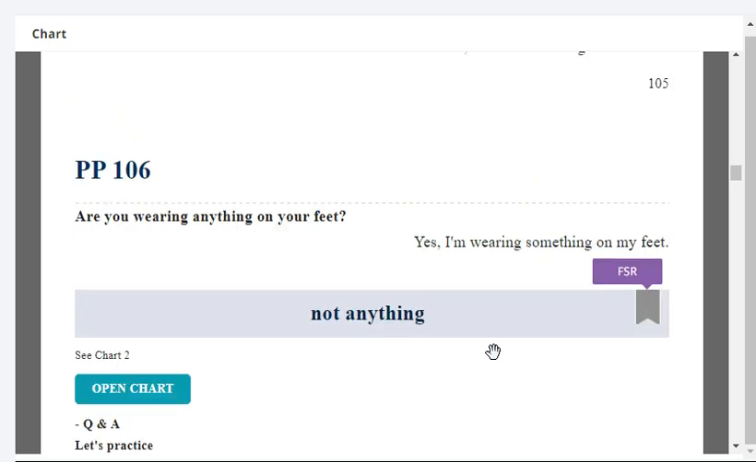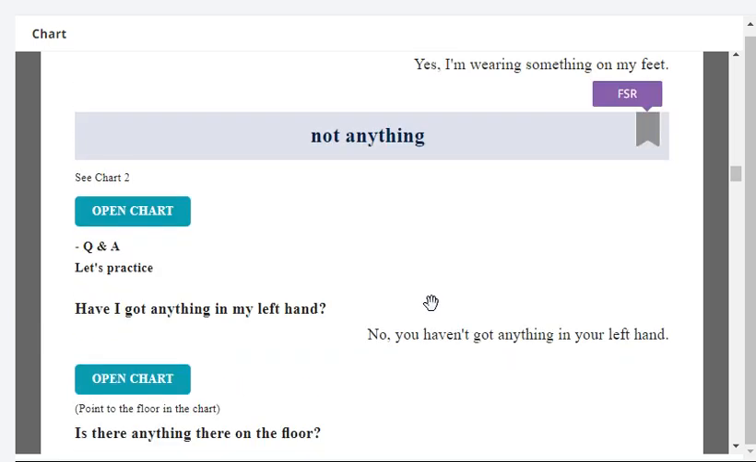Are you wearing anything on your feet? No, I'm not wearing anything on my feet. Very good. Have I got anything in my left hand? No, you haven't got anything in your left hand.